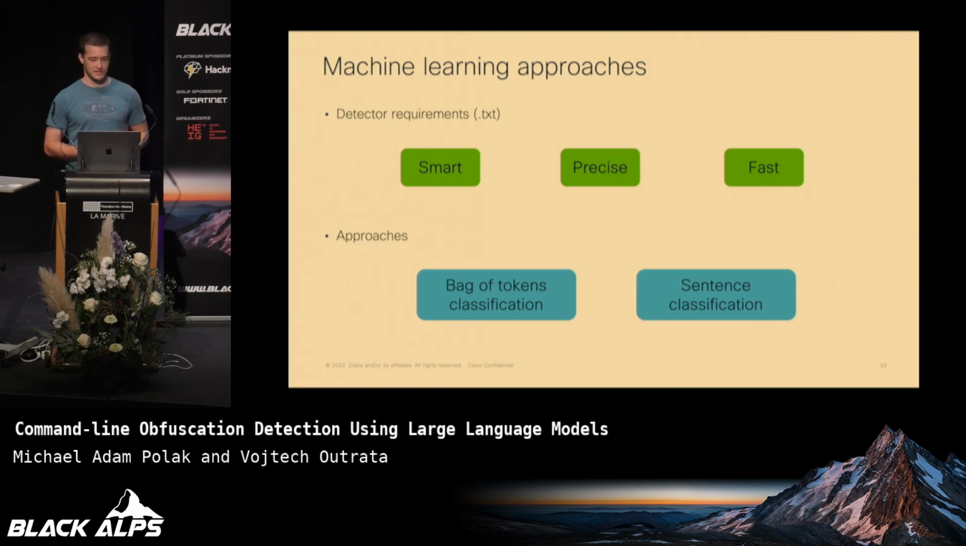We want to process hundreds of millions of command lines a day, or at least tens of millions. So we cannot have something that doesn't scale well. So what would be the two common approaches? There would be the bag of tokens classification or sentence classification. We'll go through both of them, and let's start with the first one and why not to do that.